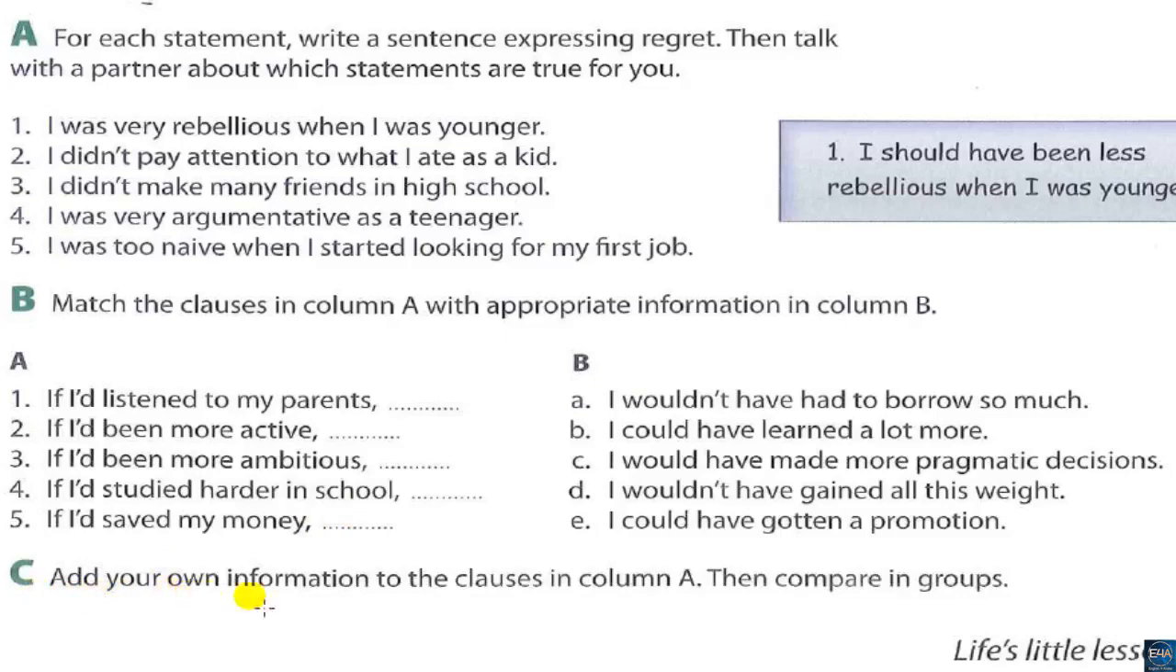C. Add your own information to the clauses in column A, then compare in groups. So here, you make the sentence, you read the first part, and you answer by yourself. Example. If I'd listened to my parents, I would have made more pragmatic decisions. If I'd listened to my parents, I could have been happier. If I'd listened to my parents, I would have lived a wonderful life. If I'd been more active, I would have been the manager of the company. So here, use your own answers.